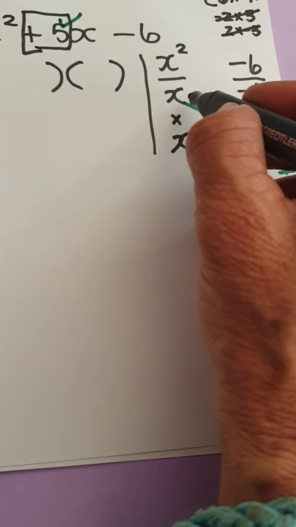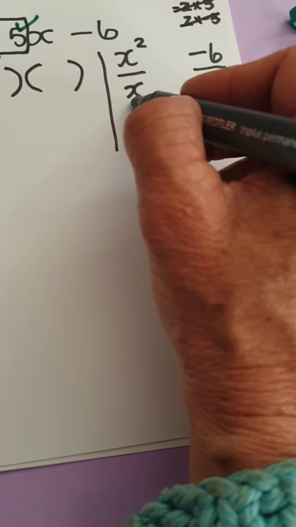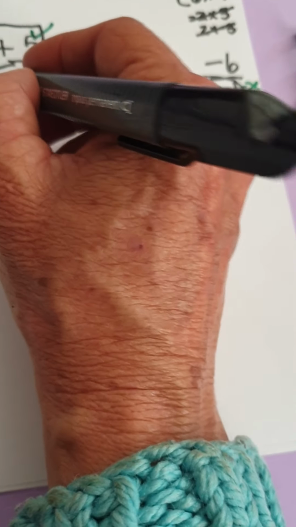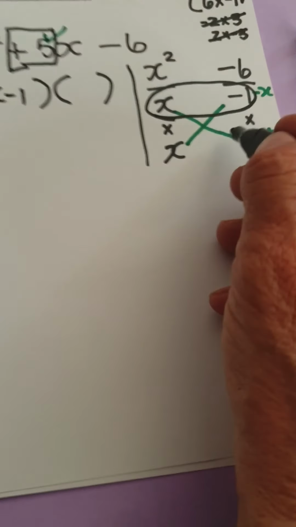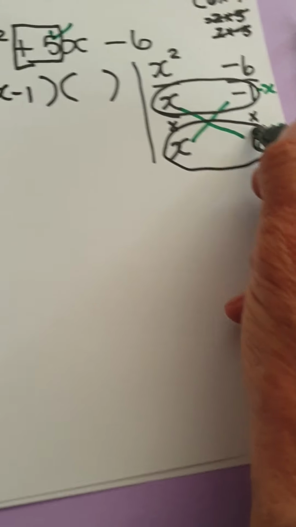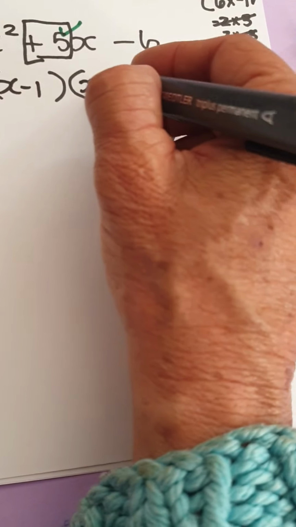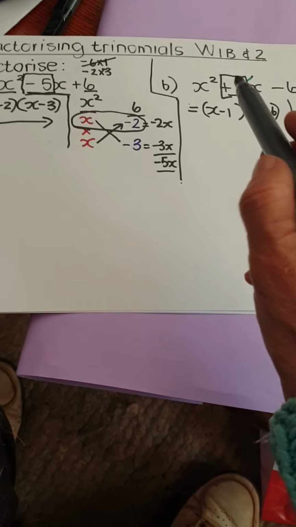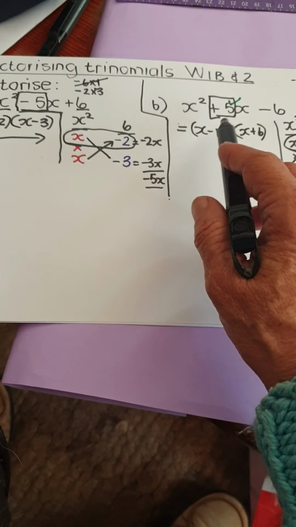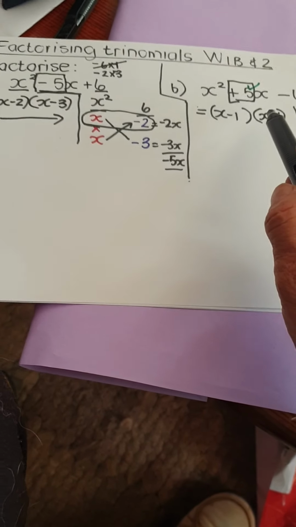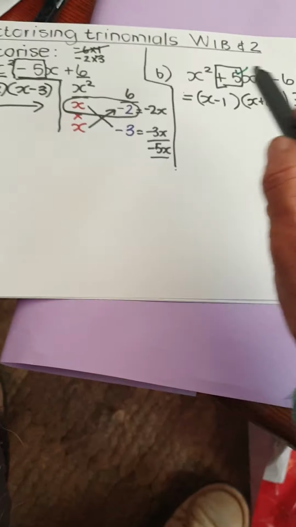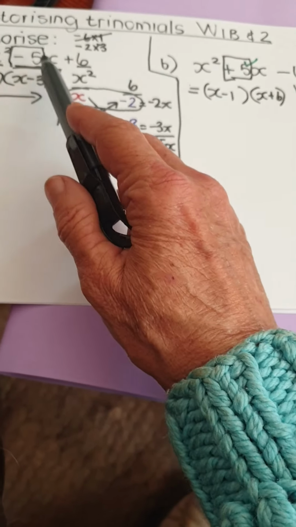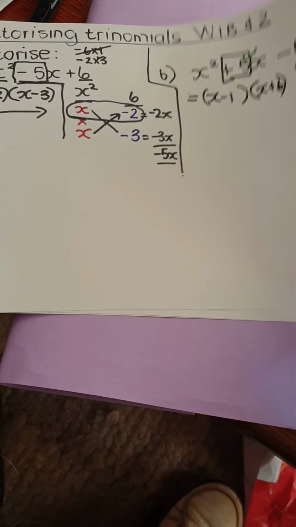So I can put in my factors. My first bracket will be x minus 1. So I put in x minus 1. And my second bracket will be x plus 6. So can you see? They look very similar, both trinomials, but their factors are quite different because I had to use different factors to get the coefficient in the middle. So let's look at two more.